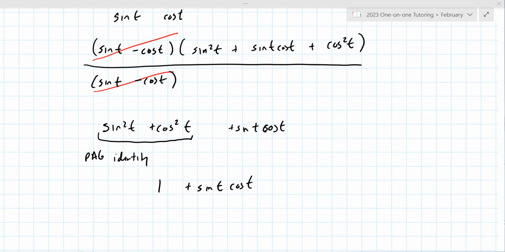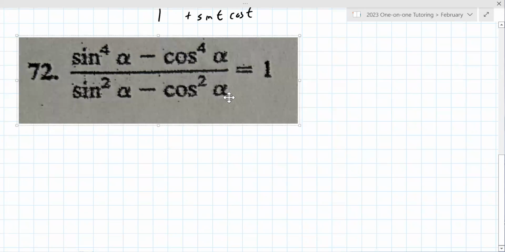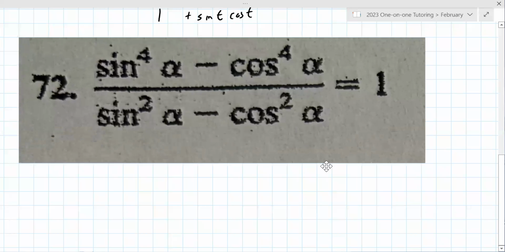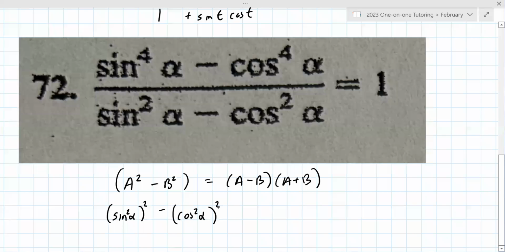Let's do 72 next because it's kind of like the one we just did, and then we'll come back and deal with 70. So 72, let me snip this in. Here, the bottom is a difference of squares, but so is the top. And the top has a higher exponent, so you probably work on the top first. It's the a squared minus b squared, which ends up being a minus b, a plus b. It's not squared though, but if you think of a as sine squared alpha being squared, and b as cosine squared alpha being squared, then you get back to the power of 4s. So your a is the part inside parentheses, b is the part inside parentheses.